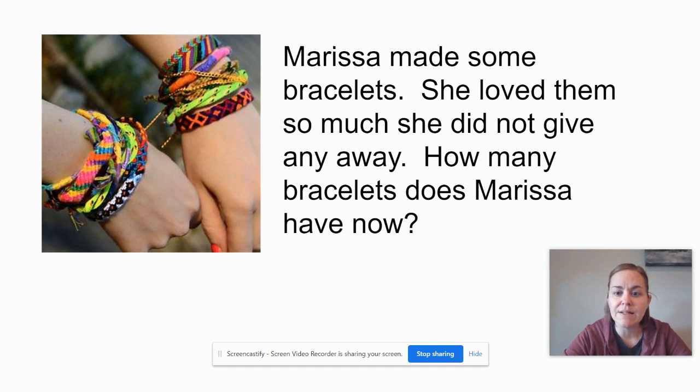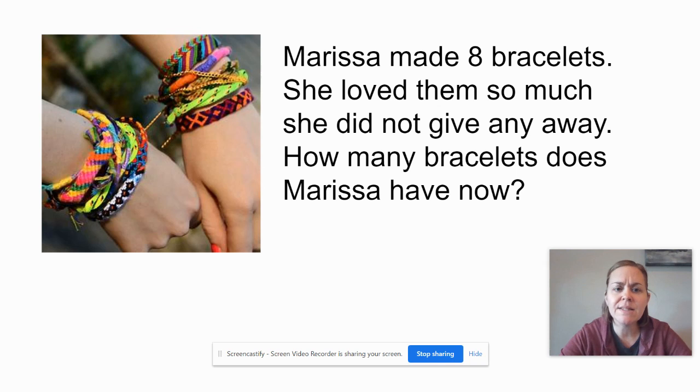Let's take a look at what question we're going to be asking about Marissa's bracelets. Marissa made some bracelets. She loved them so much she did not give any away. How many bracelets does Marissa have now? So we are finding out how many bracelets she has now. Let's take a look at this with some numbers.